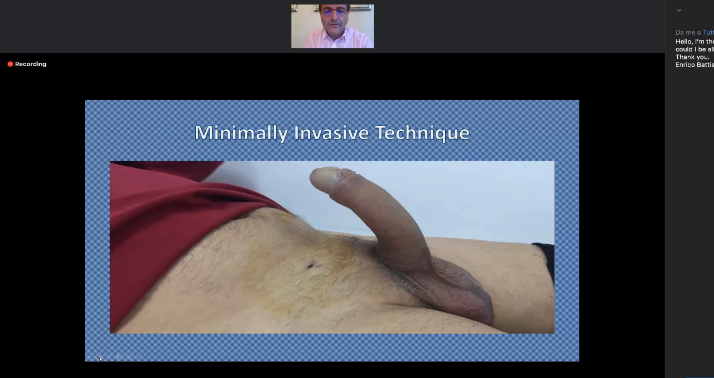Also in this picture, you can see this is a patient with Peyronie disease. After the procedure, after the scratch technique, there remains just a little curve, and after 1 or 2 months, the penis becomes completely straight. Next.